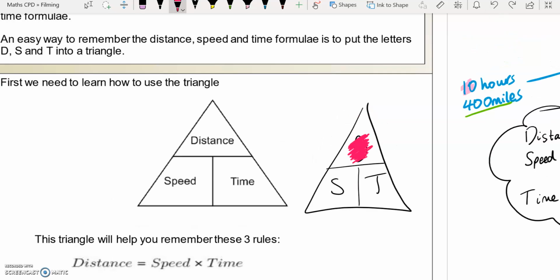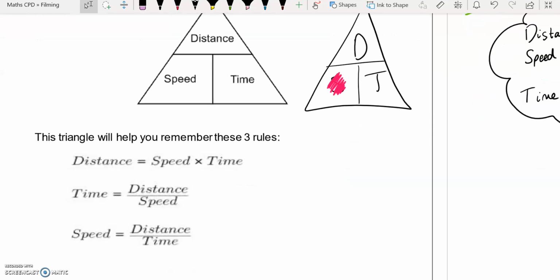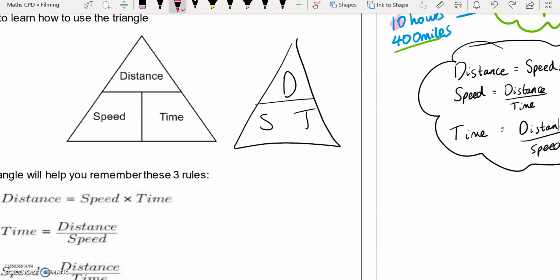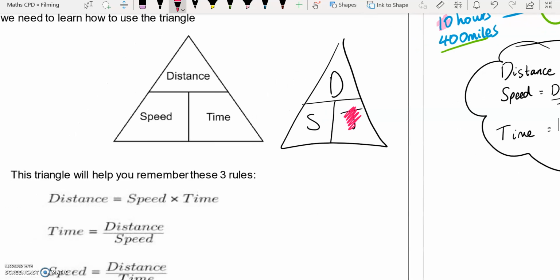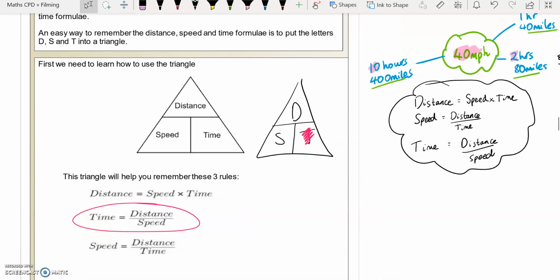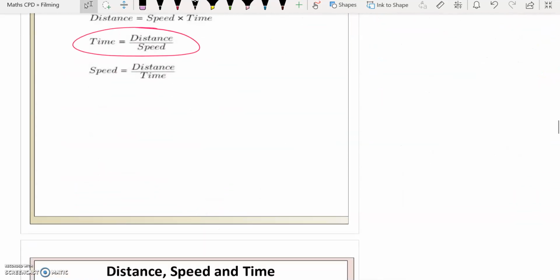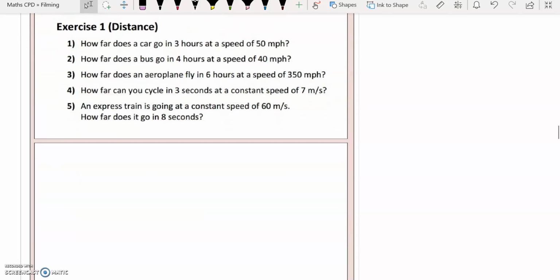If we wanted to calculate speed, you would put your finger over the letter S. And this time the 2 remaining letters are on different levels, D and T. So it's D over T. And we can see here, this is what we've got here. To calculate the speed, we do the distance divided by the time. And similarly, this is true for time. If we cover up T, we've got D and S on different levels, and we can see that to calculate time, we do distance divided by speed. Okay, so we can use this triangle and manipulate this triangle to find unknowns with regard to speed, distance, and time. Okay, so let's have a look at a couple of examples here.